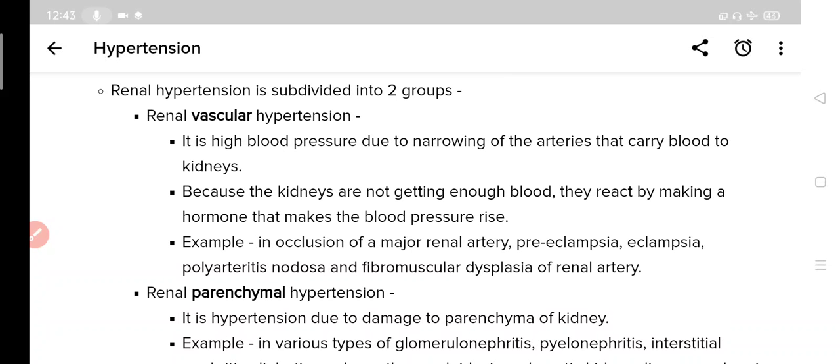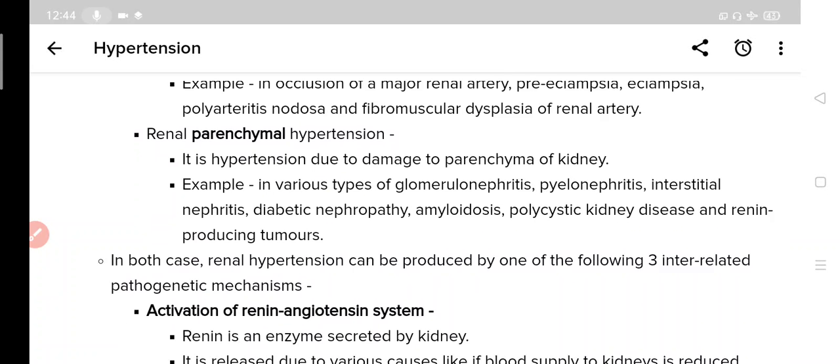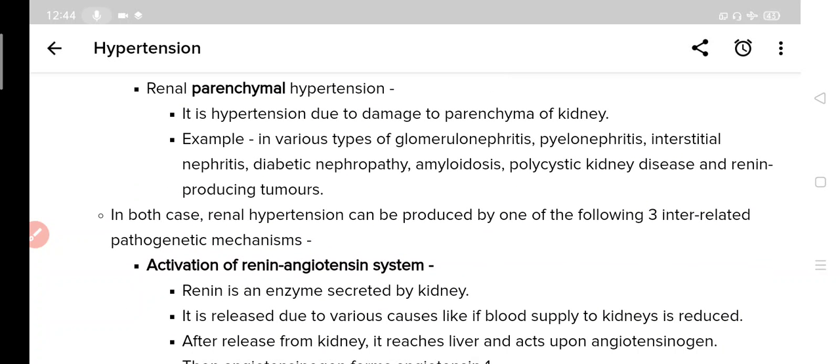Now we will look at renal parenchymal hypertension. What is renal parenchymal hypertension? It is hypertension due to damage to parenchyma of kidney. Parenchyma are the functional tissues of an organ. So if functional tissues of kidneys are damaged, then it will cause renal parenchymal hypertension.